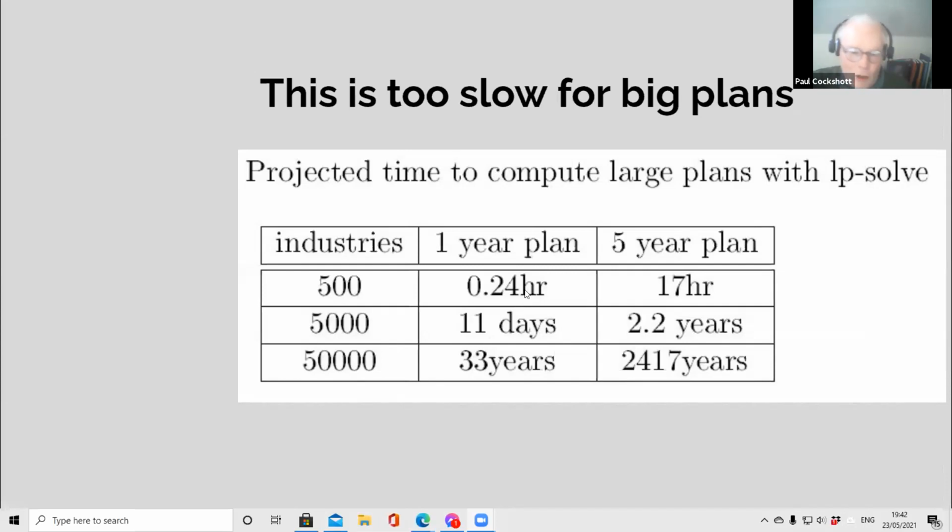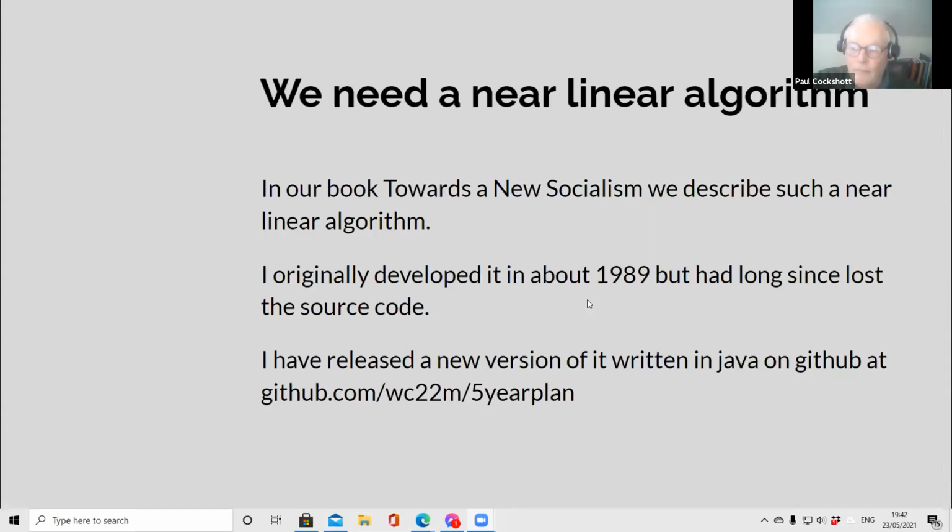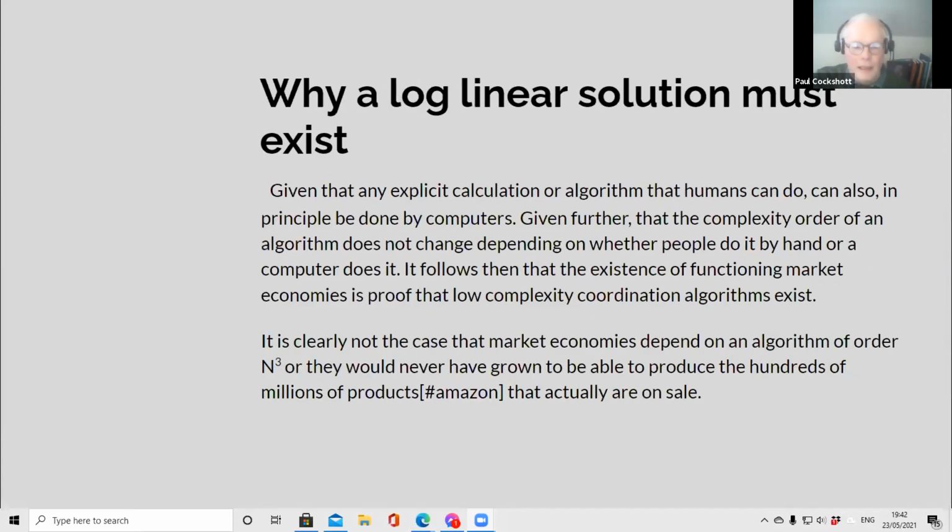And that $50 computer is faster than the machines Kantorovich had. So you need something that's better than that. And in our book Towards a New Socialism, we proposed a faster way of doing this. And we've released it in Java.